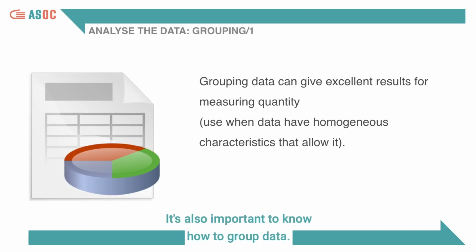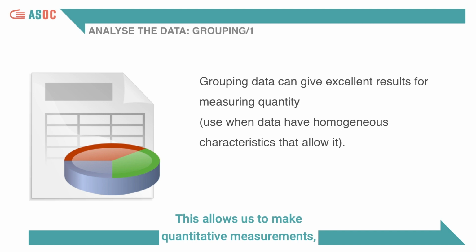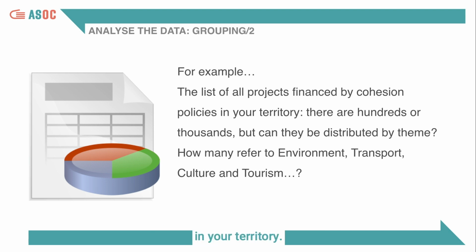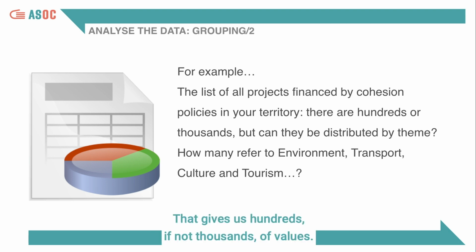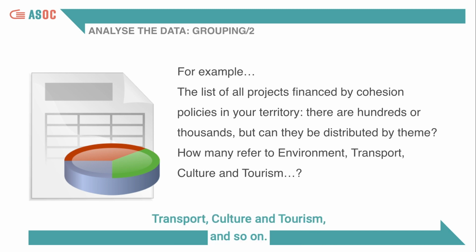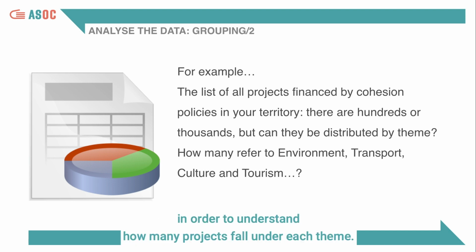It's also important to know how to group data. This allows us to make quantitative measurements, at least when the data has homogeneous characteristics. Let's see an example. Take the list of all the projects financed by cohesion policies in your territory. That gives us hundreds, if not thousands, of values. We need to understand how they are distributed by theme, how many refer to environment, transport, culture and tourism, and so on. The objective here is to group by theme to understand how many projects fall under each theme.